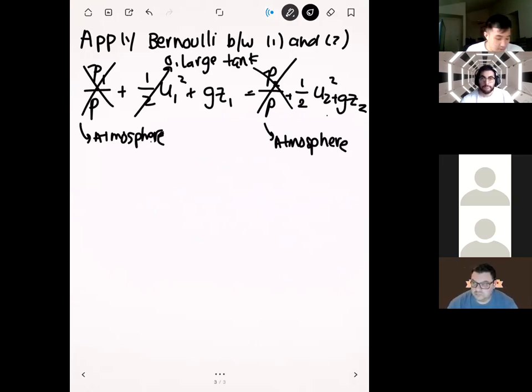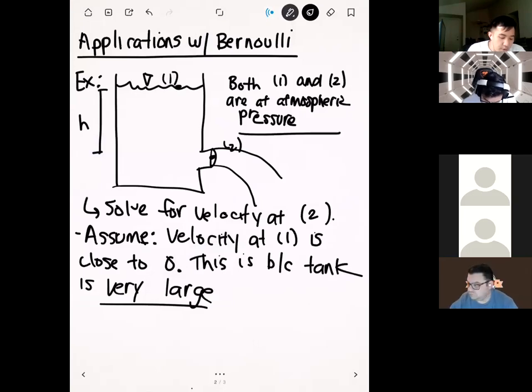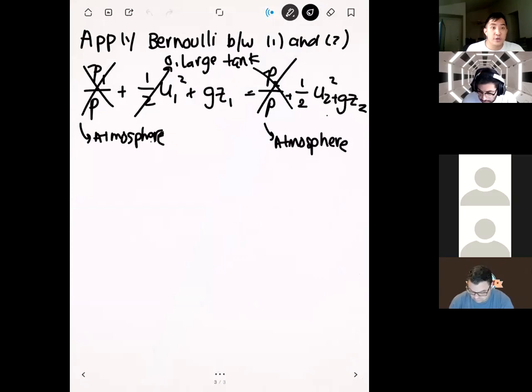Sure, I can repeat the last part. The last part basically says that we cancel out the pressures in our Bernoulli equation because, from our first assumption, both point 1 and point 2 are exposed to atmospheric pressure. If they're both exposed to atmospheric pressure, then we can cancel out the pressures and basically assume they're 0. In a similar way, because we assume our tank is very wide, our velocity at point 1 is also going to be 0, and so we can cancel that out as well.